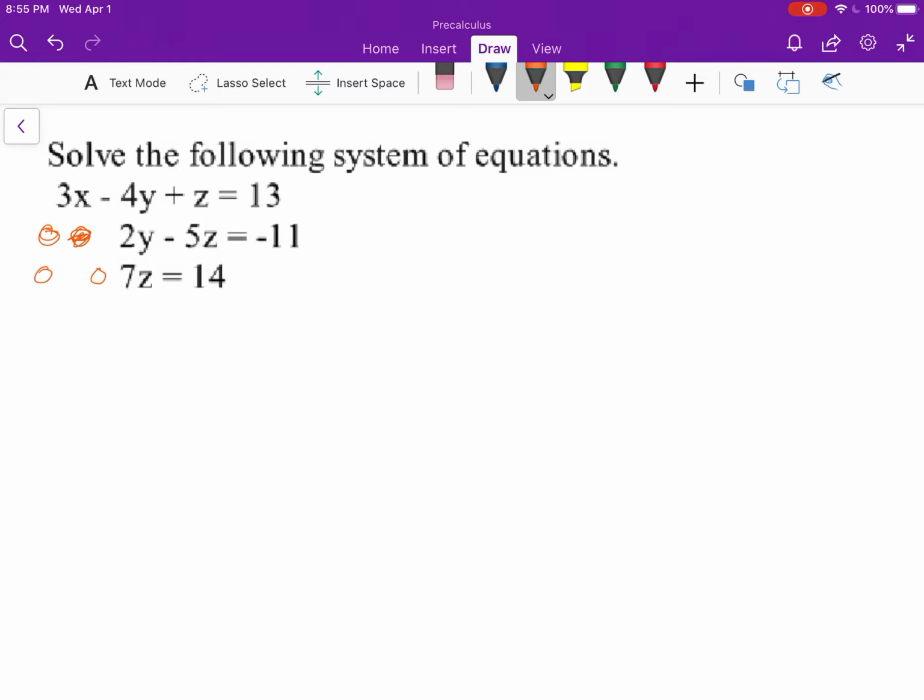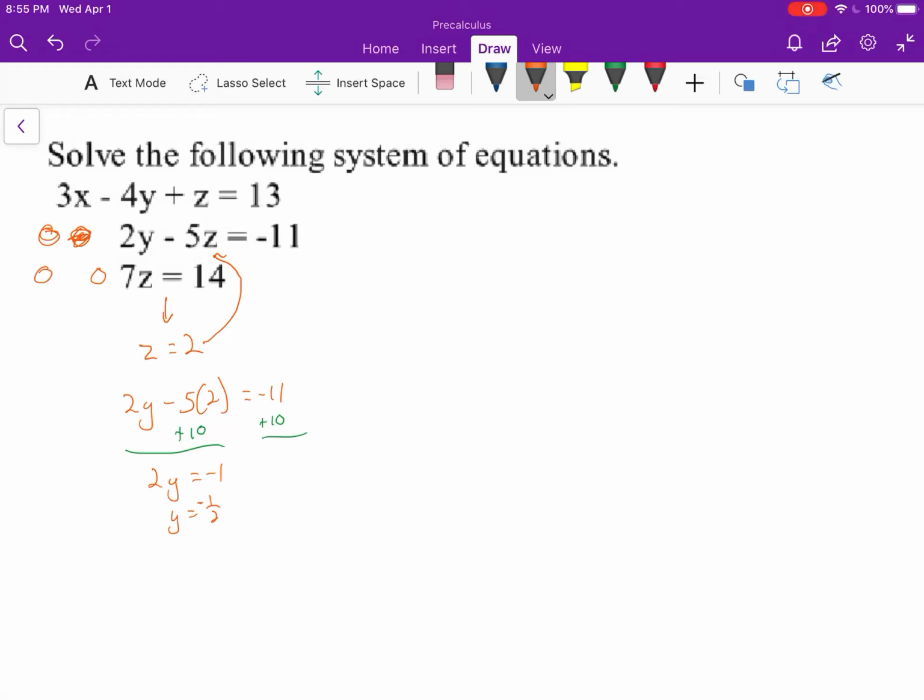So notice this is easy to solve because for z, we can just divide both sides by 7 and we get z equals 2. Now that we know z, we can plug it in here. We have 2y minus 5 times z, which was 2, equals negative 11. We would add 10 to both sides, and that would give us 2y equals negative 1, so y equals negative 1/2.